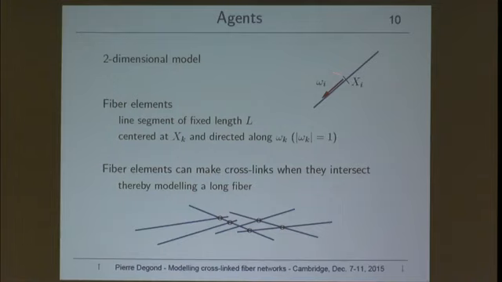That's actually a nematic orientation, so I identify omega I and minus omega I, because I don't care about the polarity. I could have polar fibers, but this is not the case I consider here. As I said, these fibers, these segments have the possibility of cross-linking, and I don't make any hypothesis about the number of cross-links per fiber.